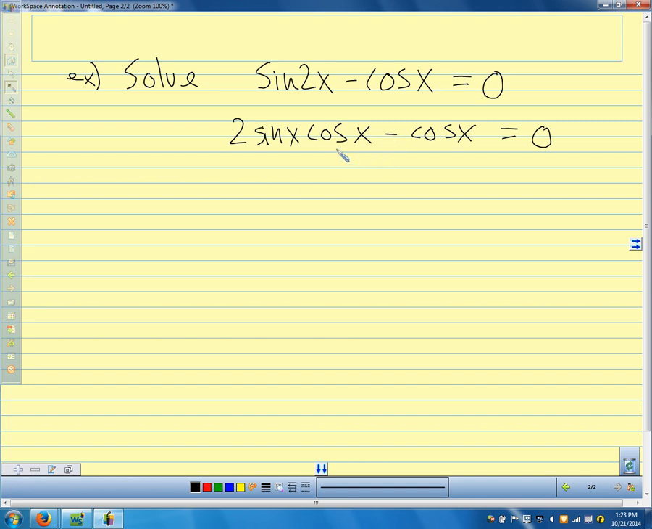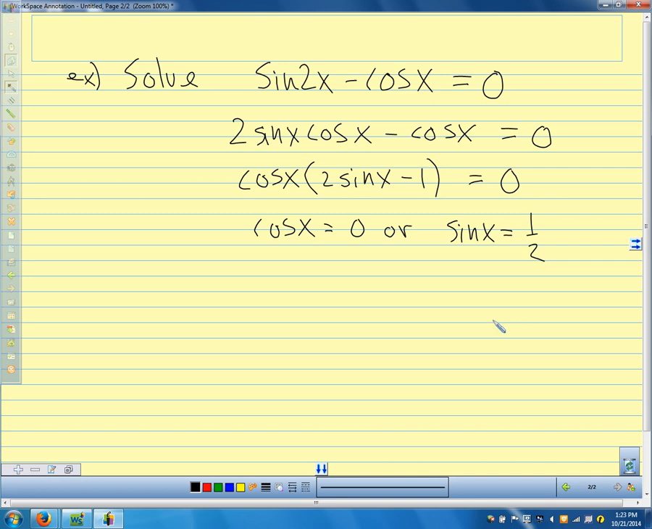Factor. We have a common term of cosine x, so let's factor that out. Cosine x times 2 sine x minus 1 equals 0. Now that looks better, right? So this tells us that cosine of x equals 0, or 2 sine x minus 1 equals 0, so sine x equals 1/2. This has to be 0, or this has to be 0.